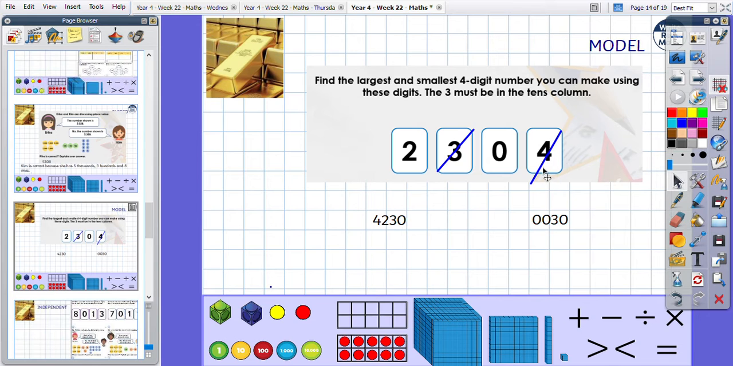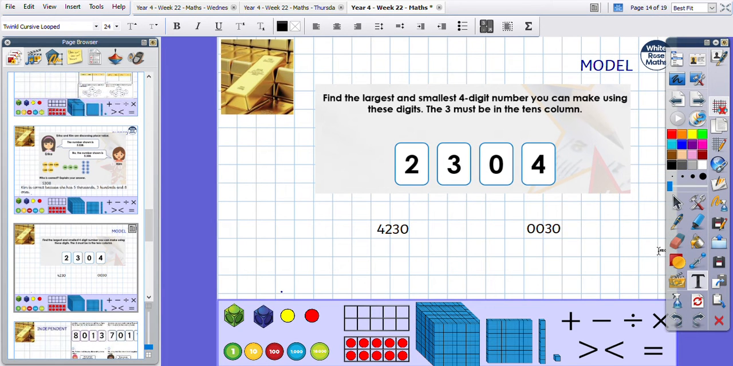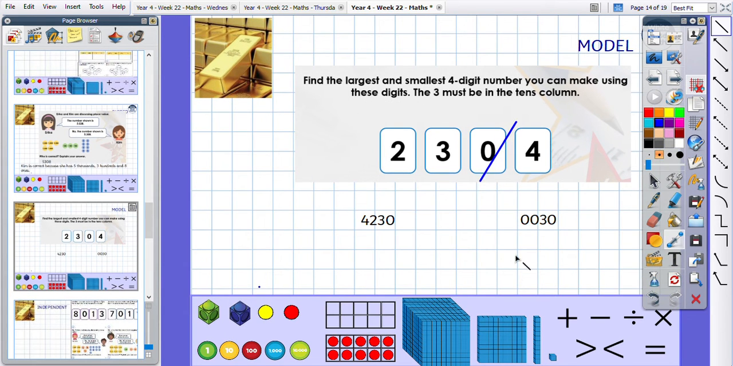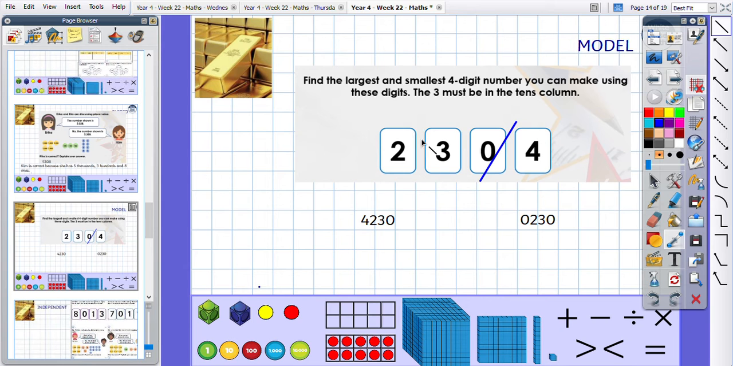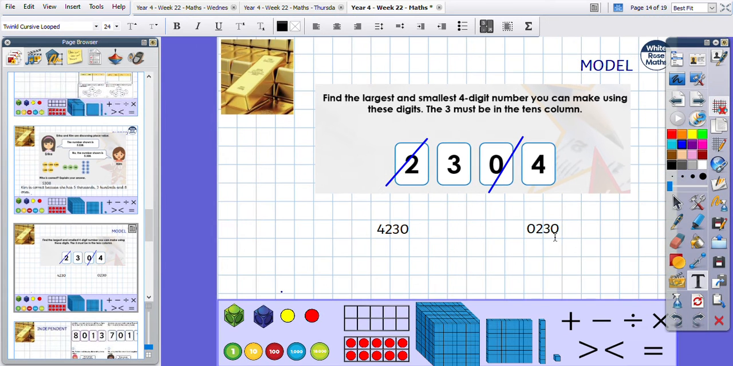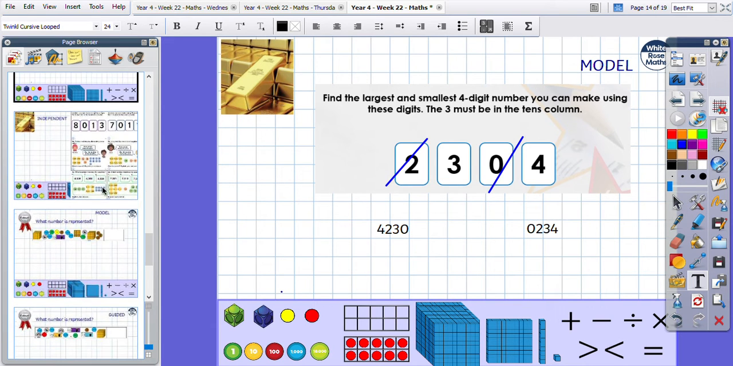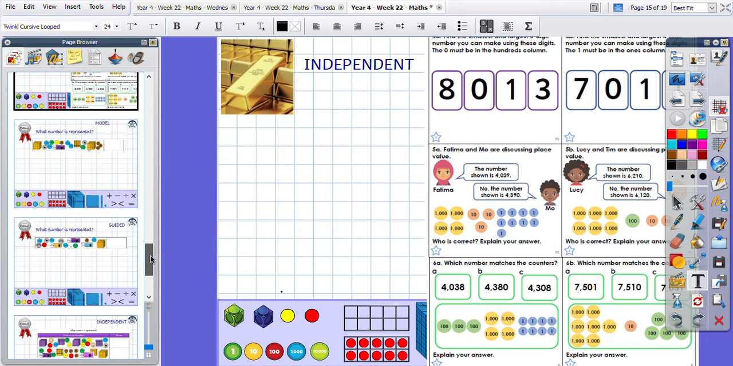The smallest number I could make then, with my 3 in my tens column. So I want my smallest number first, so that is my 0, so that's fine. 0 in my thousands column. Then I want the next smallest, which is 2. Oh, that's not quite right. And then we have to keep our 3 in our tens column, which would leave me with my 4 for my ones column. Okay then, your gold independent questions are there.